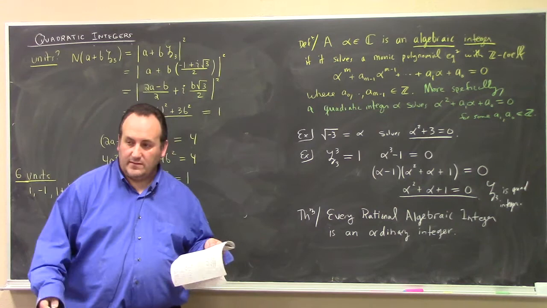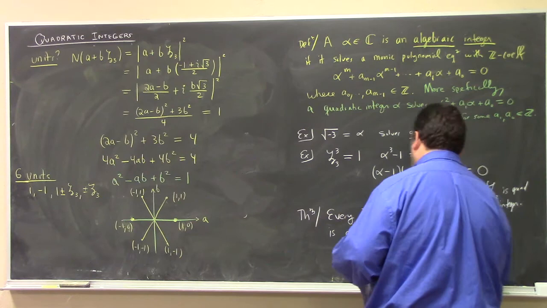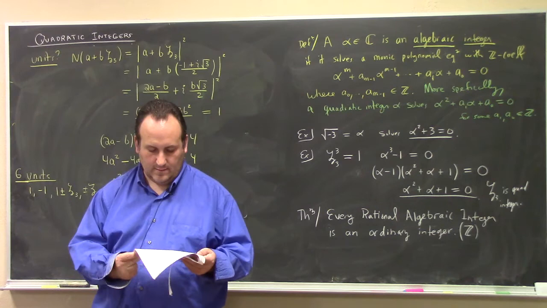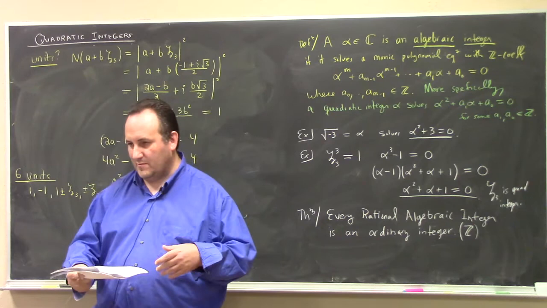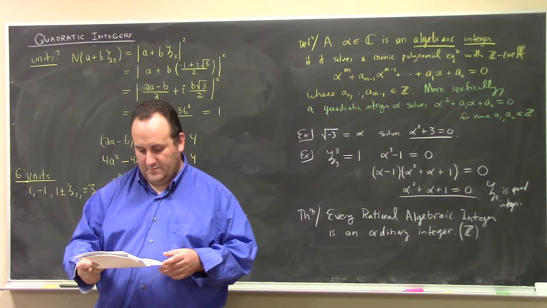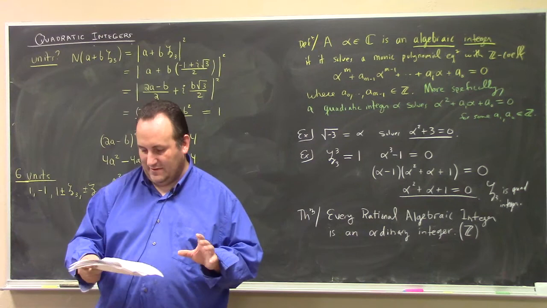Z. Okay. Like just regular integers. So it's one of those things where you assume your rational number is in least form, assume there's a polynomial that it solves, you plug it in, and it ends up giving you that the relatively prime factors factor each other.